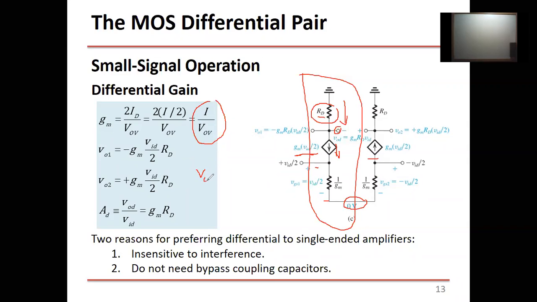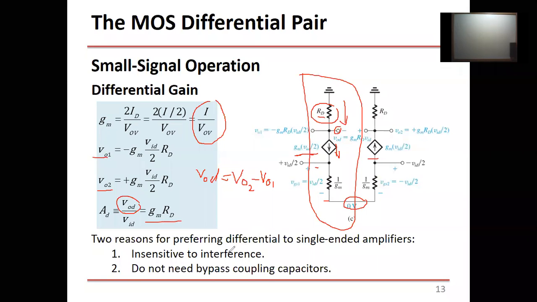V out differential is V out 2 minus V out 1. Okay, so V output differential is this voltage minus this voltage. If you subtract them, you get GM RD. So this is the very famous and very common amplification or gain for any MOSFET transistor. The only difference is that you don't have the negative sign here, right? We don't have minus GM RD. Why? Because you are taking the output differentially between output 2 and output 1.